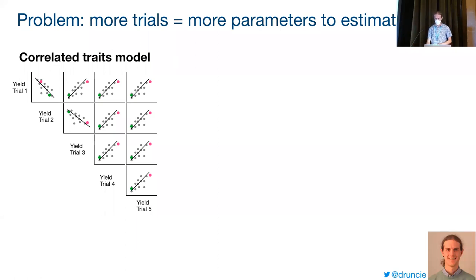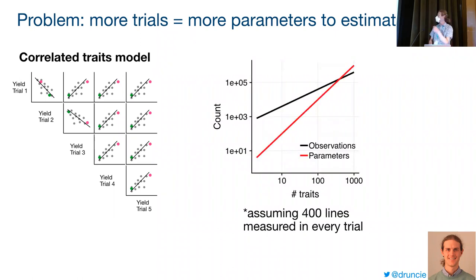But the challenge on the statistical side is that as you add more trials, the number of parameters you have to estimate to model that G by E increases, and increases quadratically, as was talked about earlier. In this graph, I show the number of traits or number of trials on the x-axis and number of parameters we have to estimate. And so the red line is the number of these covariance parameters we have to estimate, going up quadratically, while the line data we're collecting, with the same amount per trial, is increasing linearly.